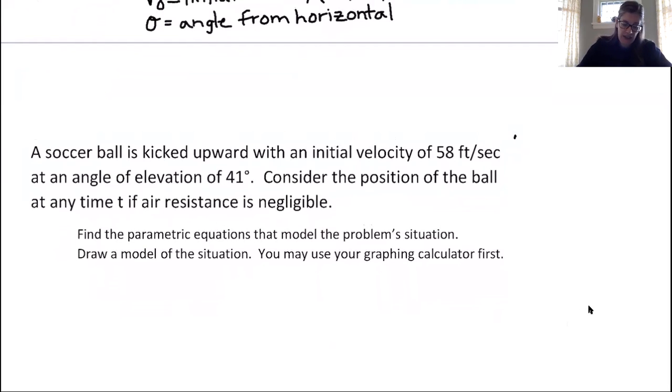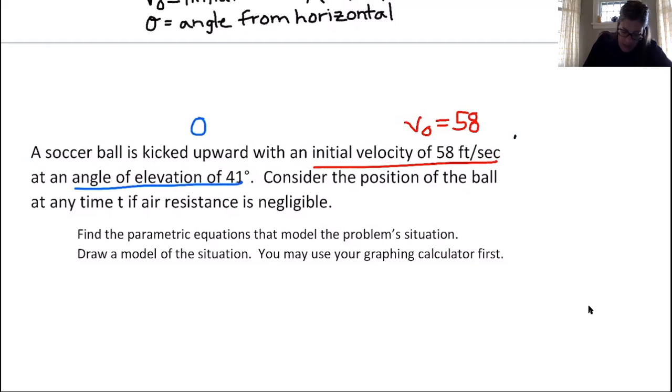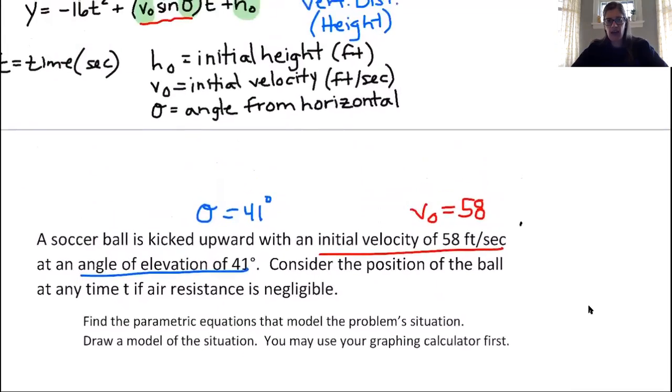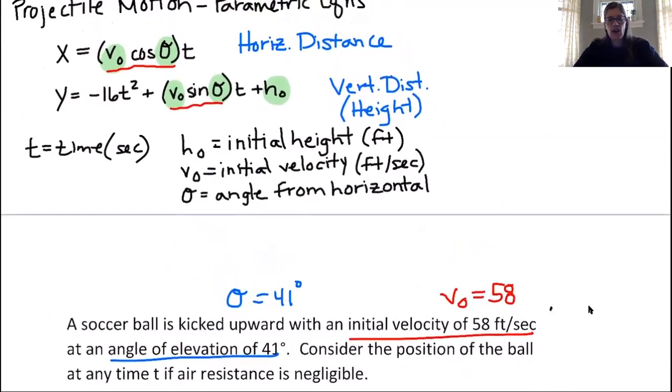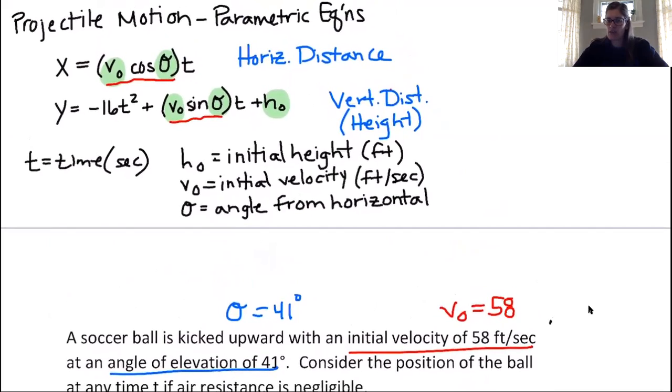Okay, so first off, let's write a set of parametric equations to model this. So as I'm reading, I know that I have initial velocity of 58 feet per second, so that's going to be my v sub 0. I know that I have an angle of elevation of 41, so that's going to be my theta equals 41 degrees. And then if you're looking back at those equations that we just wrote down, another thing that you need to know is h sub 0, the initial height.